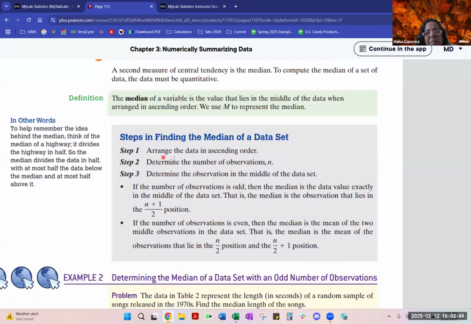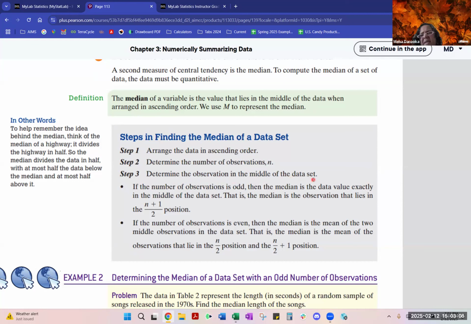One thing to remember is you want to arrange your data in ascending order, so go from smallest to largest, and then determine how many total data values we have. So what is the size of the data set? Then determine the observation in the middle of the data set.